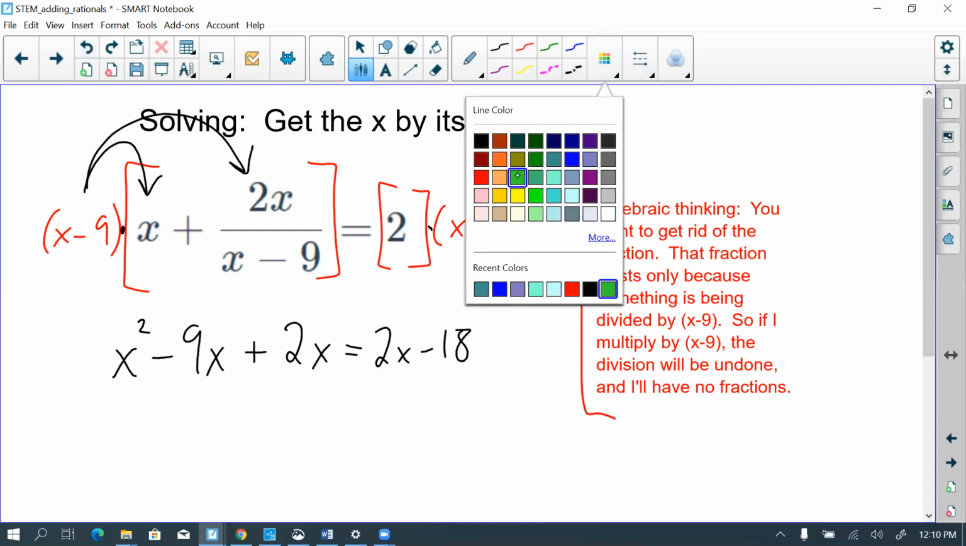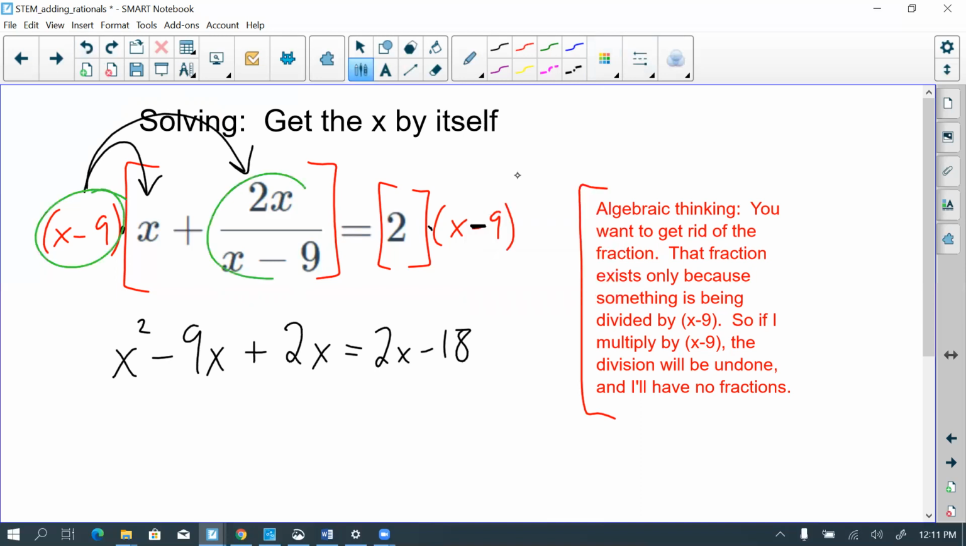That's the main idea of today, a big idea. If I multiply x minus 9 times this, the two x minus 9s divide out. Because in one case, you're dividing by x minus 9, and in another case, you're multiplying. Well, those two things are inverses of each other. They undo each other. And so they literally just cancel out. They divide out.